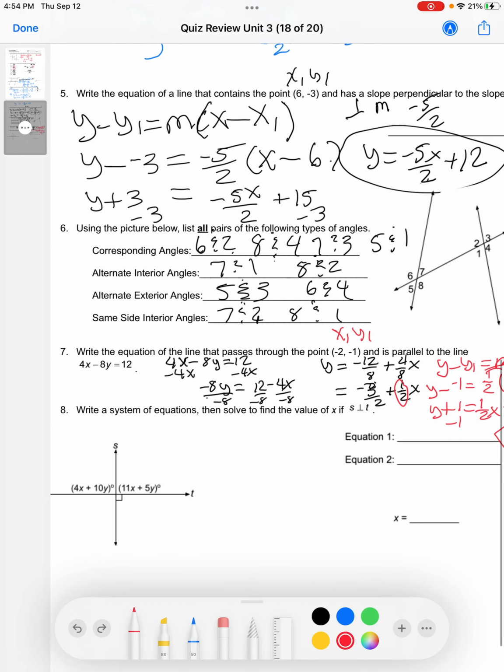Red line there. Okay, so the next one, it says solve a system of equations. So 4x plus 10 equals 90, and then 11x plus 5y equals 90. These angles are equal to 90 because that box is what tells us that everything equals 90.